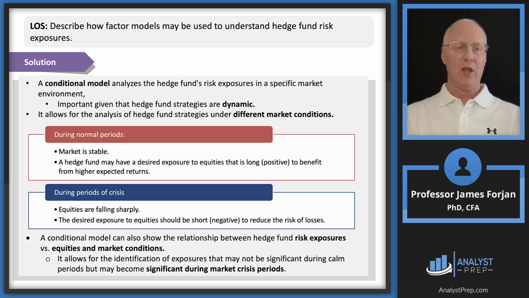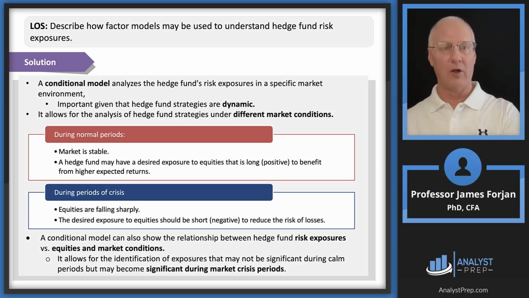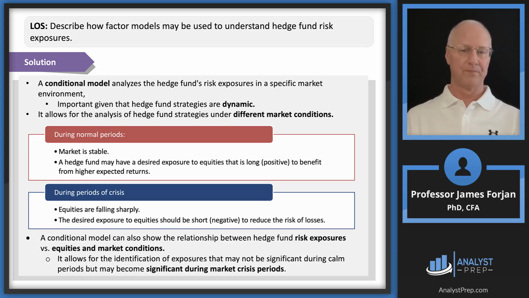All right, so here's the solution. During normal times, the market is stable. What's going to happen? We'll probably have a benefit from our long positions. But what about periods of crisis? Equities fall sharply. This conditional model is going to capture those equity securities that are going to fall in price by greater amounts during that time of crisis. And so we can use this model to either avoid investing in those particular assets or short them.